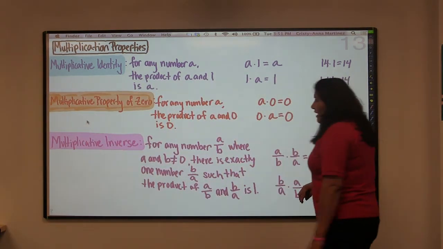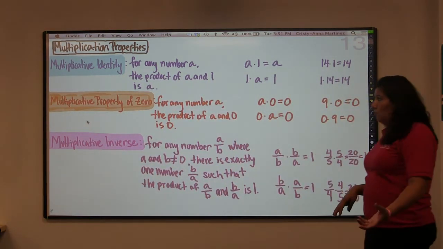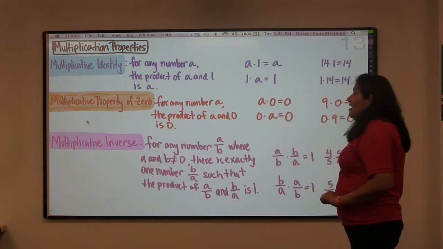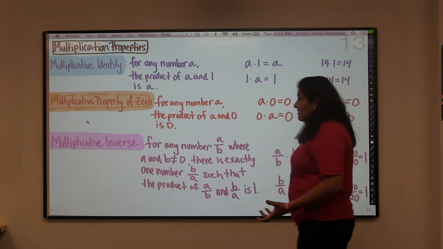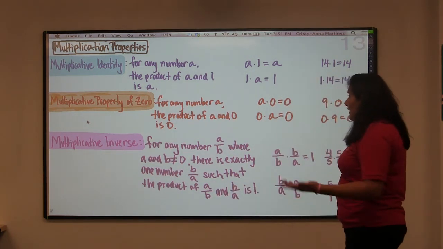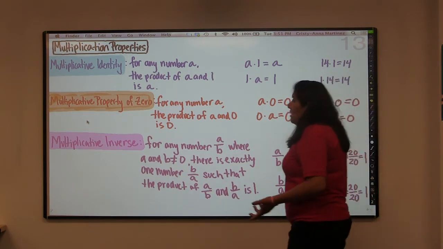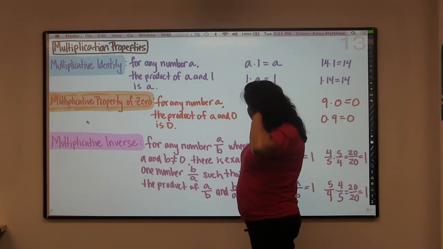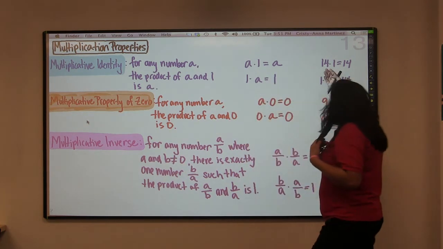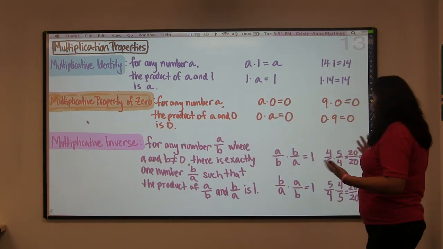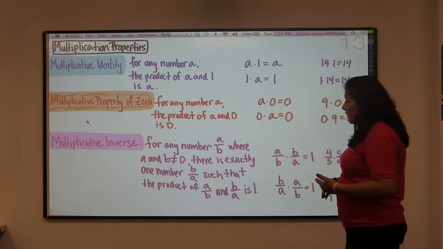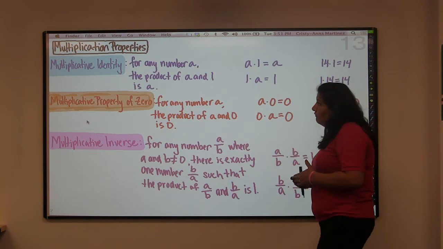So here are your multiplication properties. Like before, we had the additive identity, we also have a multiplicative identity, and that basically means that if you multiply any number by 1, it's also itself. So for any number A, the product of A and 1 is itself, A. So A times 1 is A, 1 times A is A, 14 times 1 is 14, 1 times 14 is 14. Basically, any number times 1 is itself.